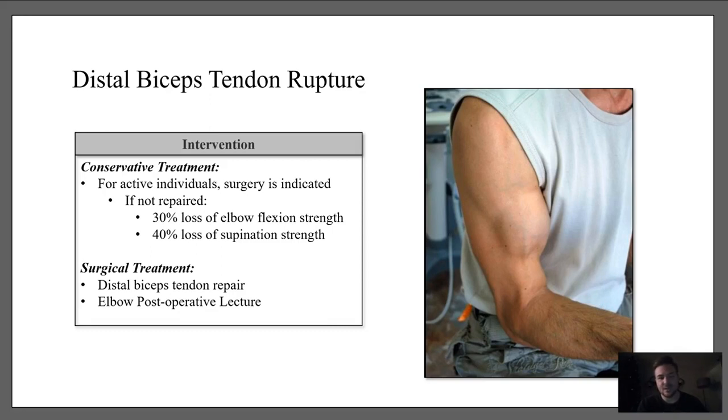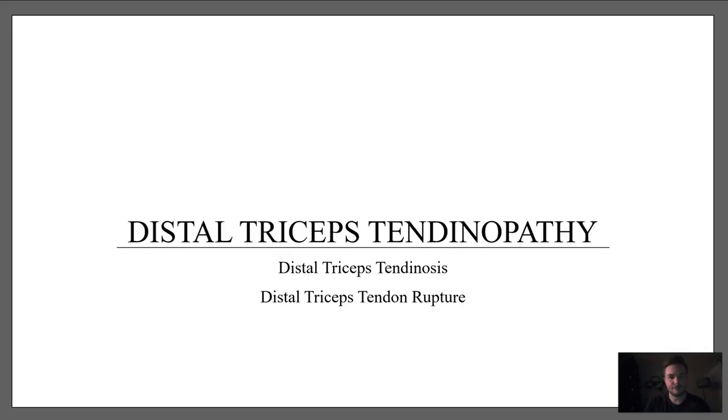We do know that surgery is indicated for younger, active individuals because if it's not repaired, you will lose about 30% of your elbow flexion strength, and you'll lose 40% of your supination strength. So you will have functional implications here. In the surgical lecture, we'll go over at some point distal biceps tendon repairs, what that procedure looks like, and what a course of PT would look like for that.